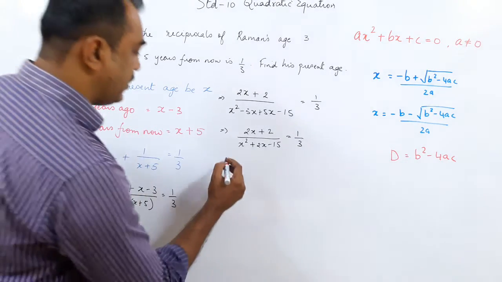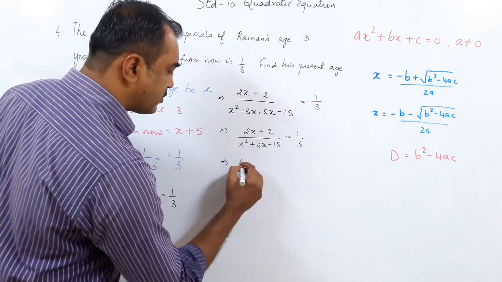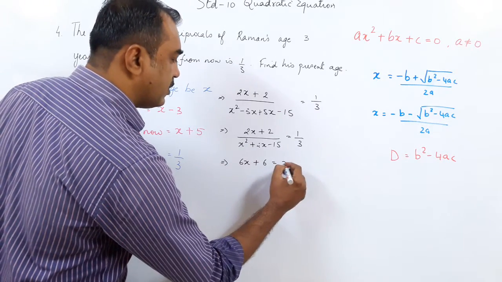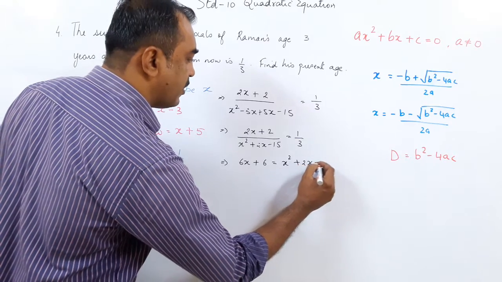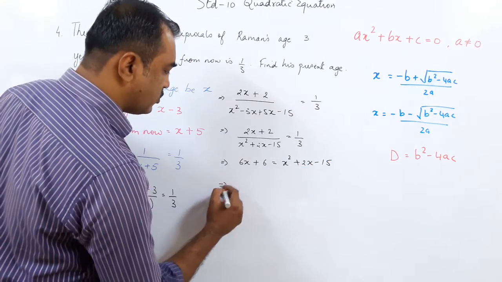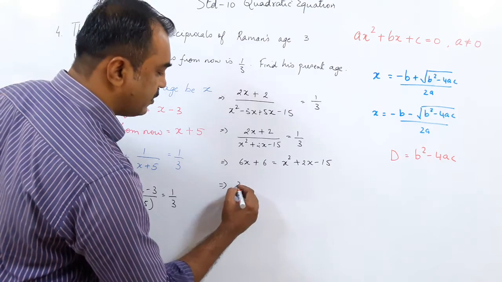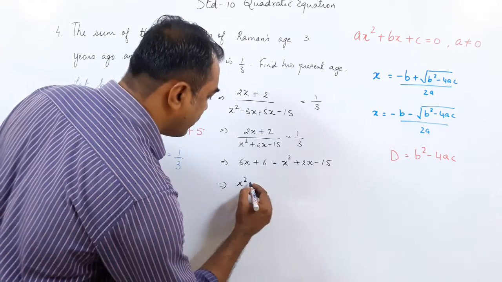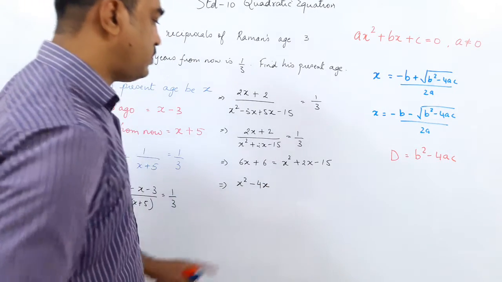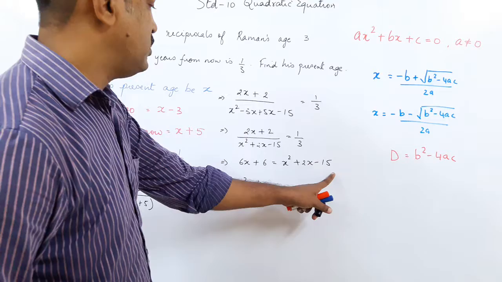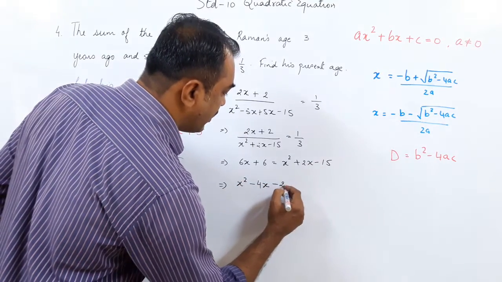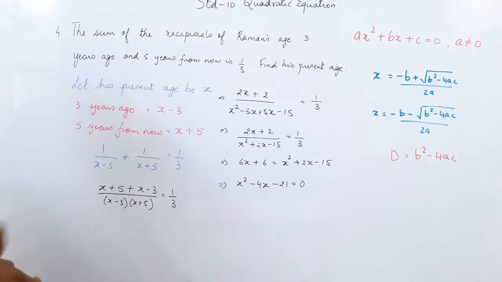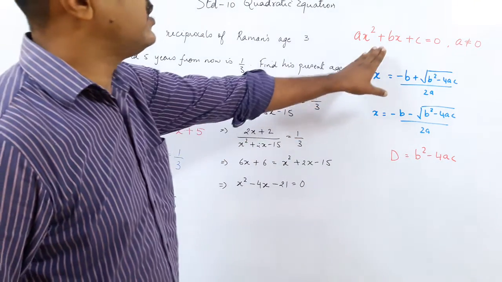Now we will cross multiply. So 3 into 2x gives 6x, and 3 twos are 6, equal to x² + 2x - 15. I will take everything on that side, so I am rearranging: x², 6x goes here, so 2x - 6x is -4x, and the 6 goes here, becomes -21, equal to 0. So after you do this, you have reached your quadratic equation.